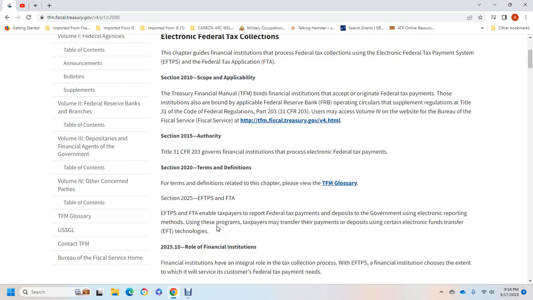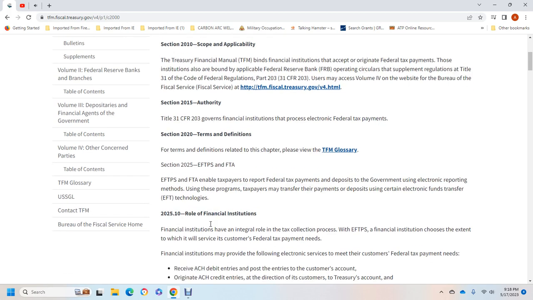Section 2025, Electronic Federal Tax Payment System and the Federal Tax Application. Taxpayers report federal tax payment to the government using electronic reporting methods. Using these programs, taxpayers may transfer payment debits and deposits using certain electronic fund transfer technologies.